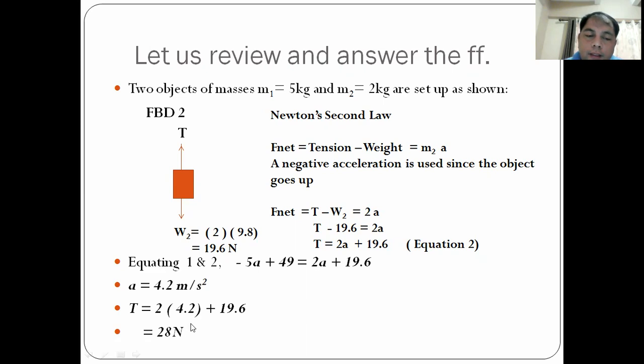Now we will see that 28 newtons is greater than the weight of weight 2. Therefore, weight 2 will move up. For weight 1, the tension is lesser than its weight, so weight 1 will now go down. Okay, so these are the two values, A and T, that we are now able to get for this answer.